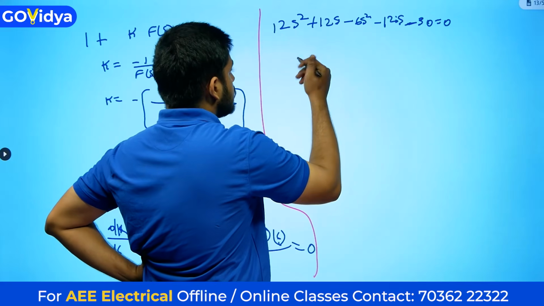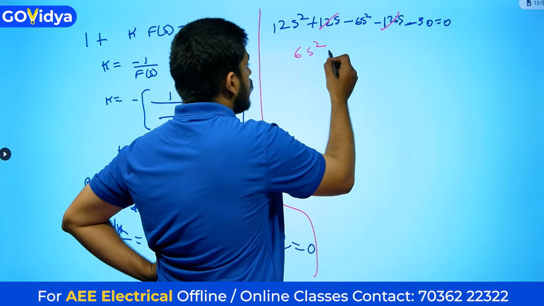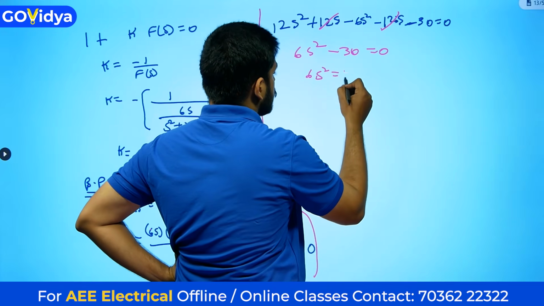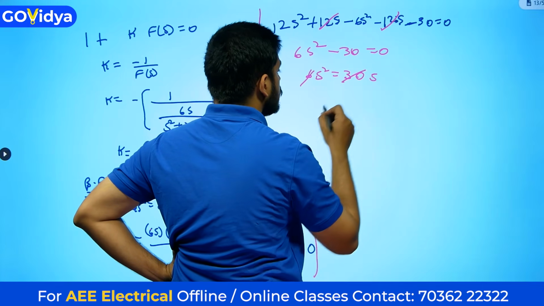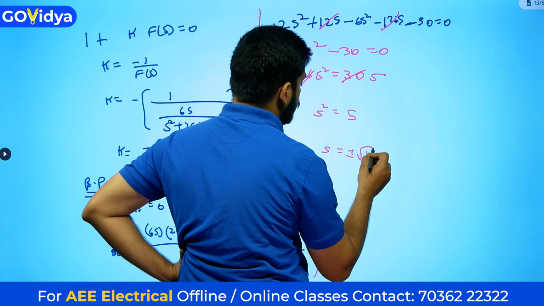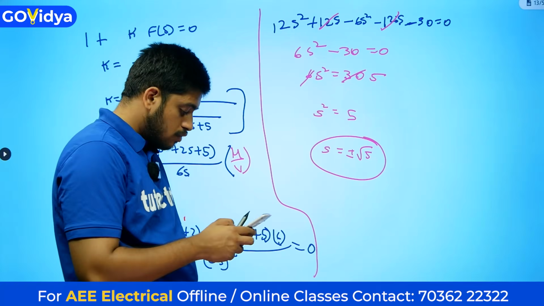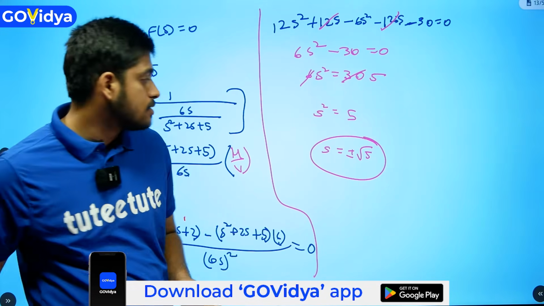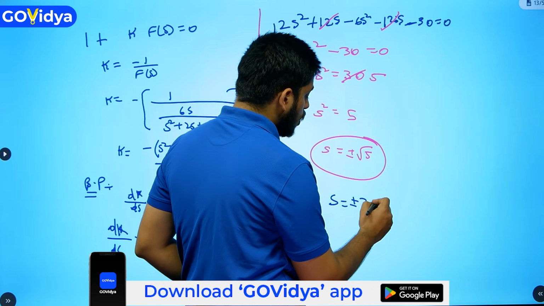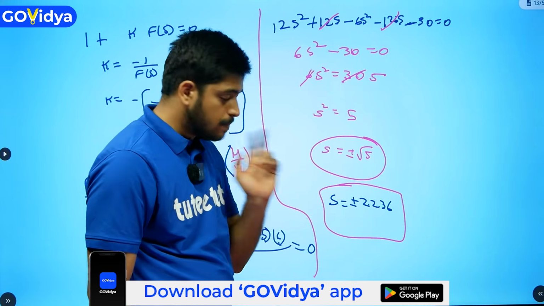Let us solve this. 12s square minus 6s square is 6s square, plus 12s minus 12s are getting cancelled, and minus 30 is equal to 0. Okay, 6s square is equal to 30. 6 fives are 30, so s square is equal to 5. s is equal to plus or minus root 5. What is the value of root 5? Root 5 value would be 2.236. So the value of s would be plus or minus 2.236.